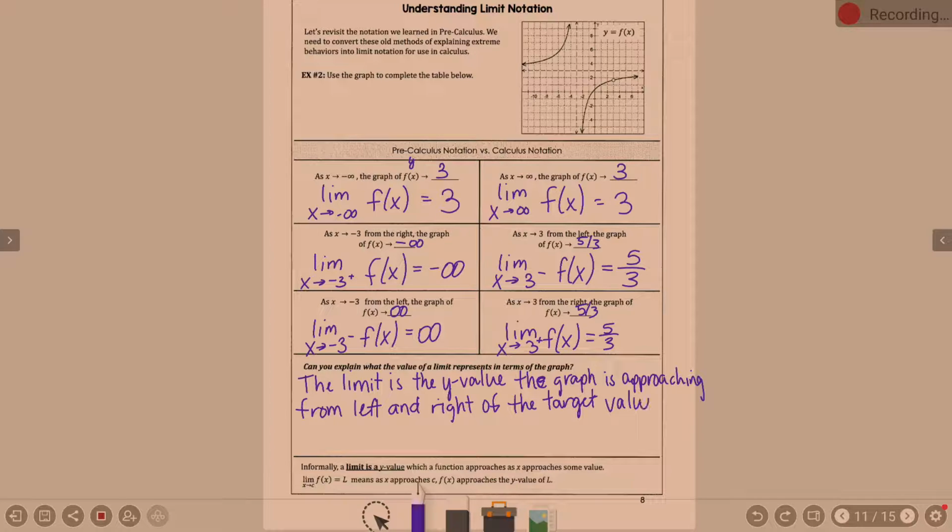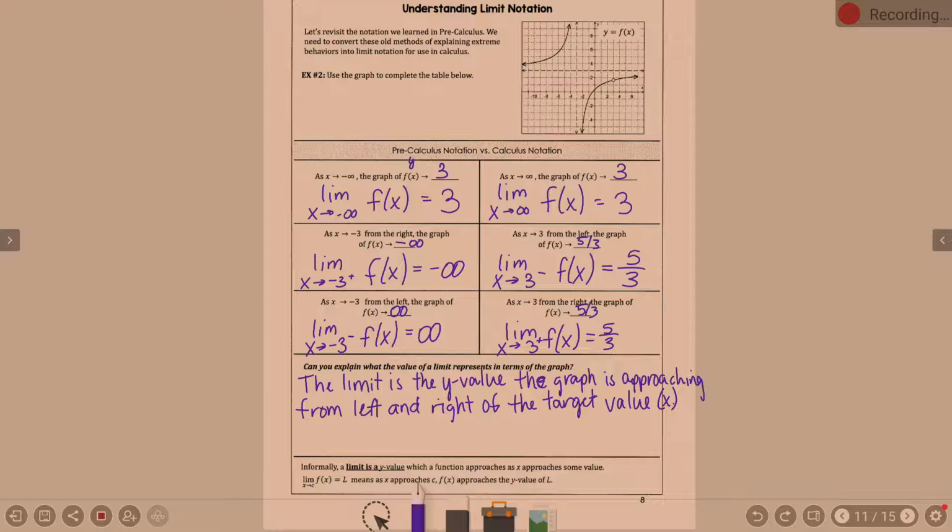And the target value being that x value. Okay. Is that good enough? I think I'm just going to leave it right there. Okay. Write down whatever you're writing there. As we get to next page, yeah, we're going to practice a bunch of graphs.